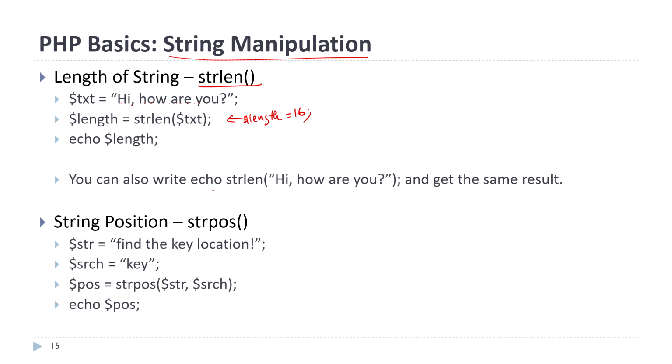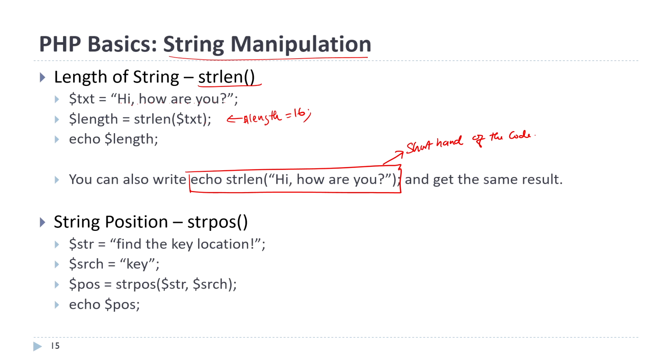It says the length of the string is there. Or you can also write echo strlen. This whole thing, instead of doing it in several steps, you can combine it into a single line. This is shorthanding the code, shorthand of the code. So, you can reduce 3 lines and combine everything into one go, and you get the same result.